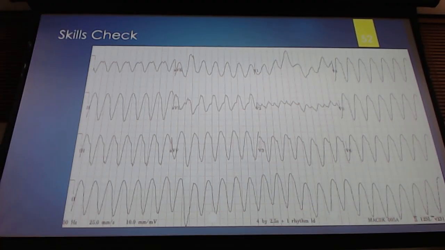Okay, Savage. Okay, sir. So we're looking at this, we're saying it's tachycardic. Why?